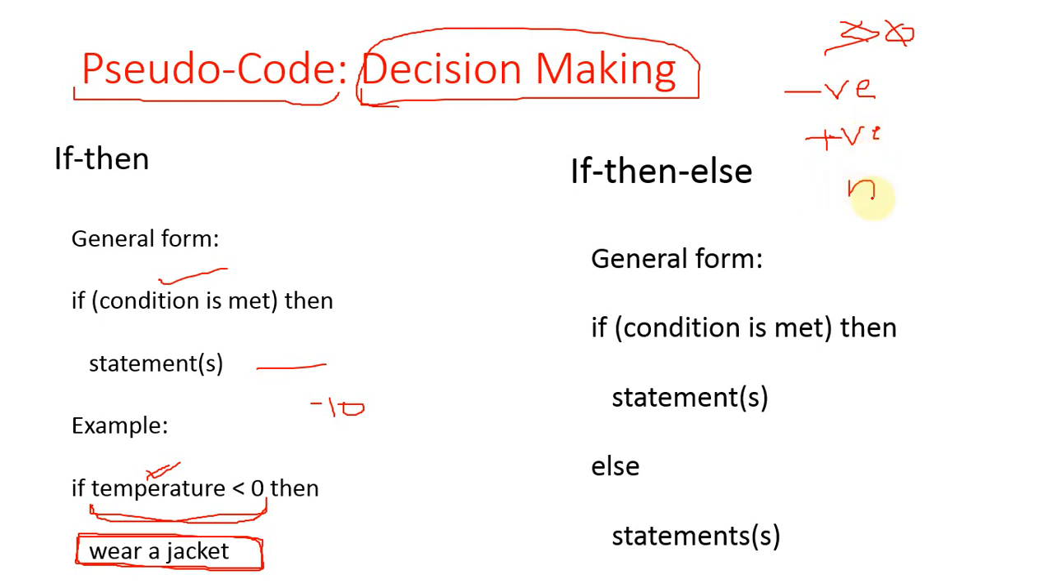If we say if n percentage 2 is equal to 0, that is, if we divide n by 2 and the remainder is 0, then that is an even number. If it is not 0, it is an odd number. So thousands of times, crores of times we are going to check the condition, and that is called decision making statements.